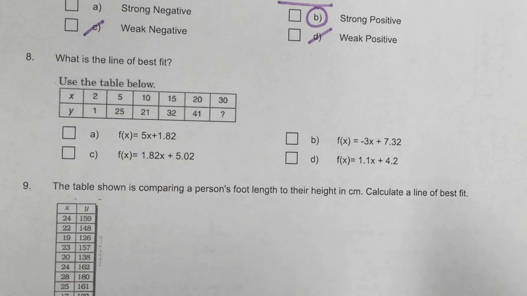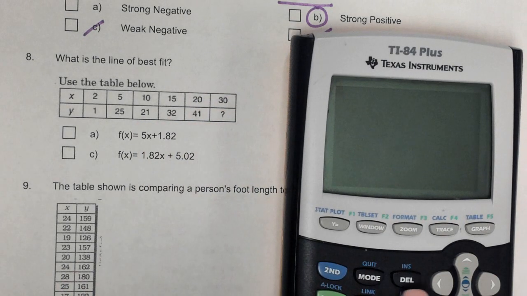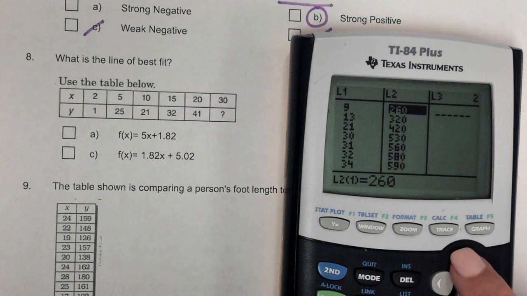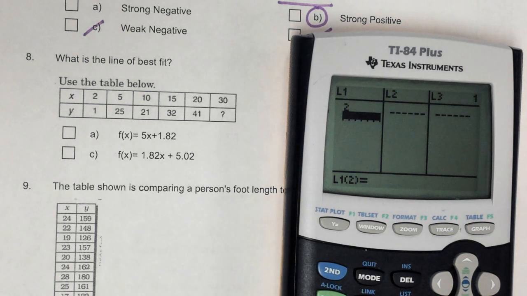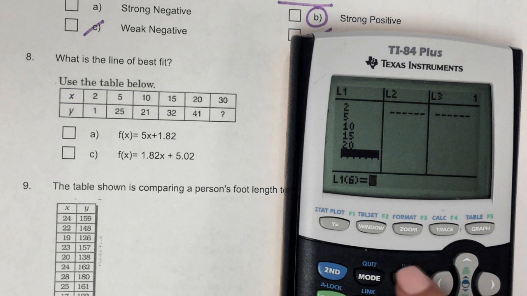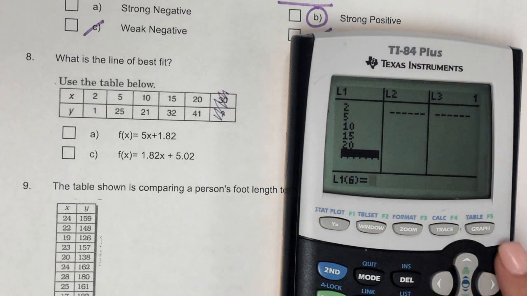8. What is the line of best fit? So we're going to have to use our calculator again. Stat, Edit. Remember to clear, go down, clear, go down. And if I'm typing these points in too quickly, feel free to pause the video while you finish typing. So 2, 5, 10, 15, 20. Okay, and I'm actually not going to put in that 30 because it doesn't have a matching Y value. So I'm going to cross that off my table.